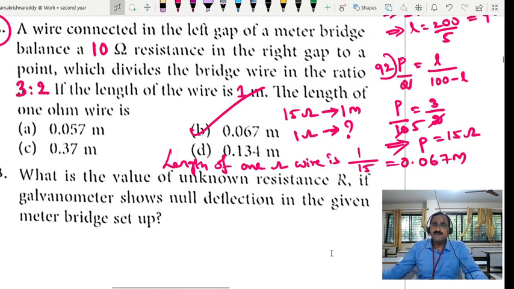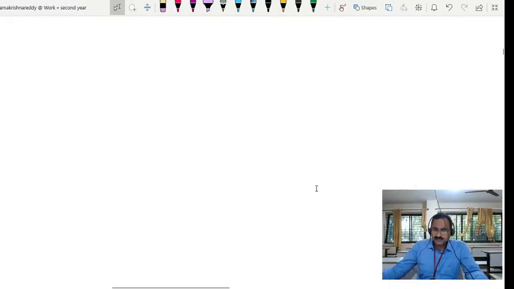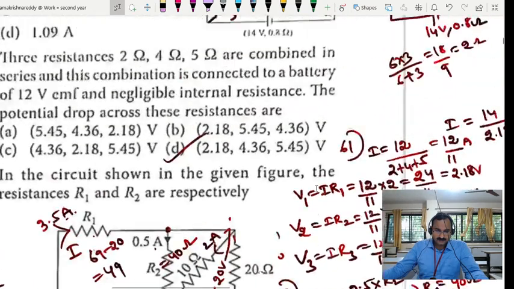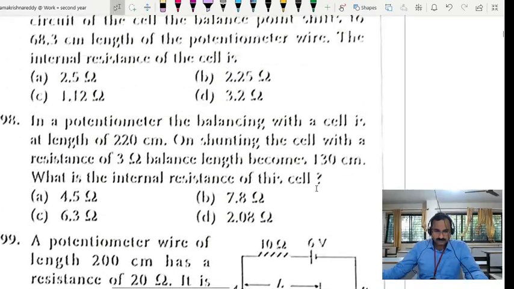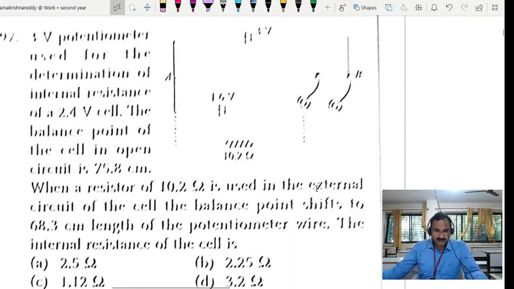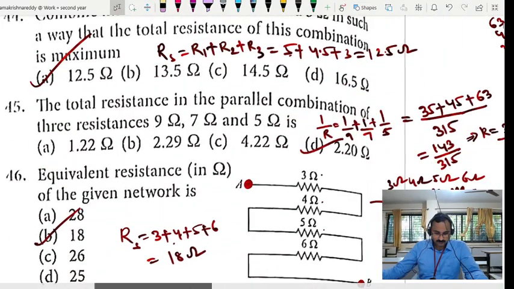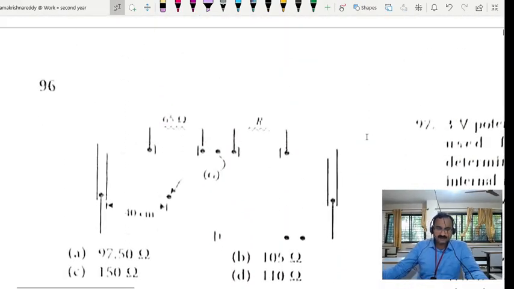Next, what is the value of unknown resistance R if the galvanometer shows null deflection in the meter bridge setup? The diagram is somewhere there, so just 1 second, we will identify the diagram for that. Yes, this is the diagram for that question number. But the diagram is not visible in that, so we'll draw the diagram of what they have given to you.